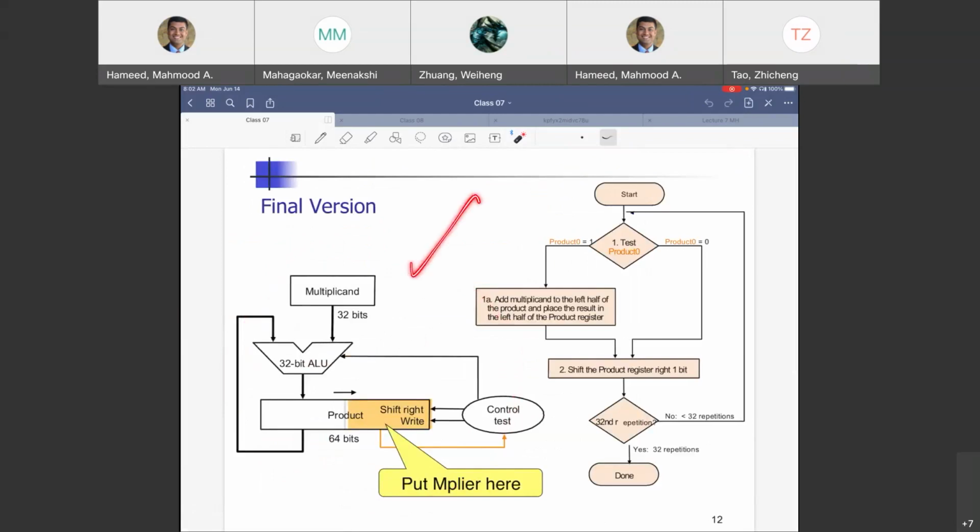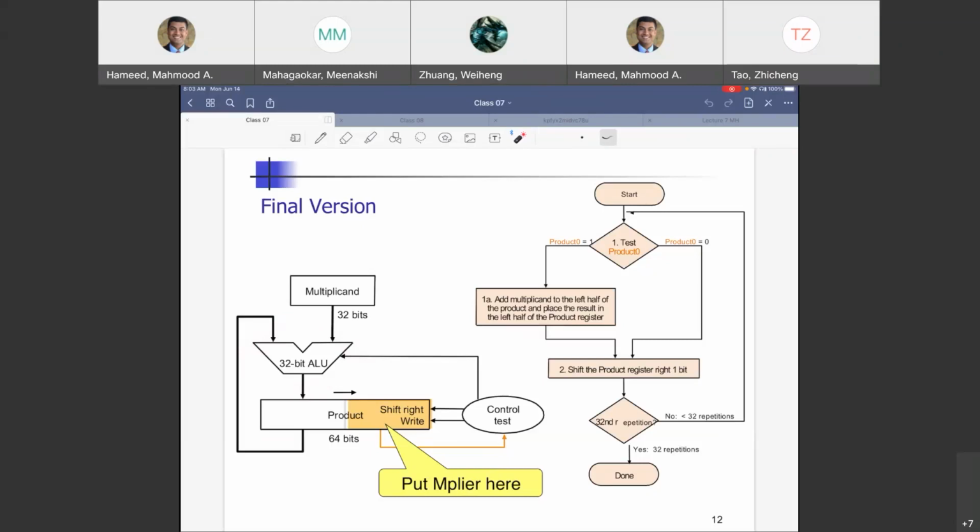Now, if you look at this final version of the hardware, if the ALU was working on one operation per cycle, which essentially means I'm clocking my ALU, and at the active edge of the clock my ALU produces one new result, how many such clock cycles would be required for me to completely get the result? 32, right? So I would need 32 cycles to get my 64-bit product result, which is a pretty long time.